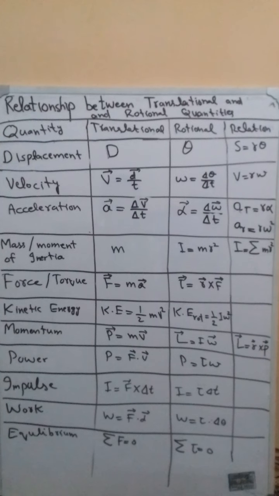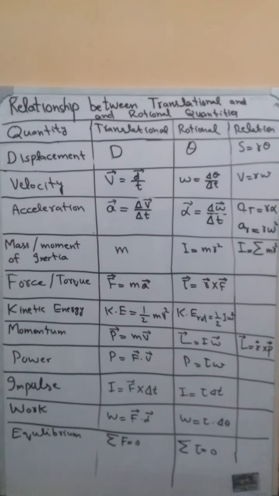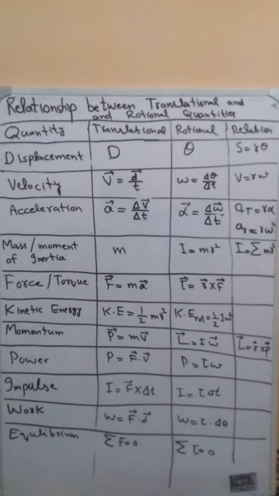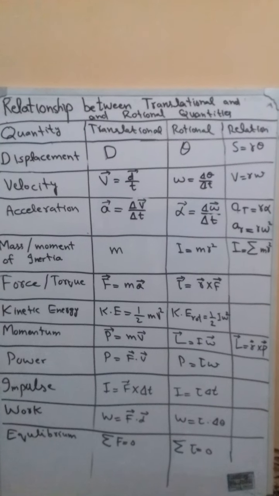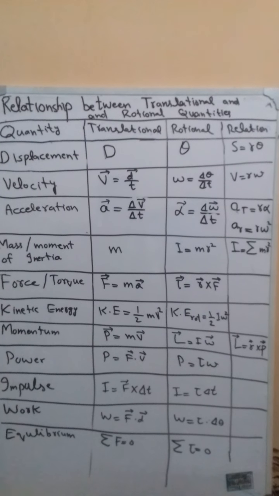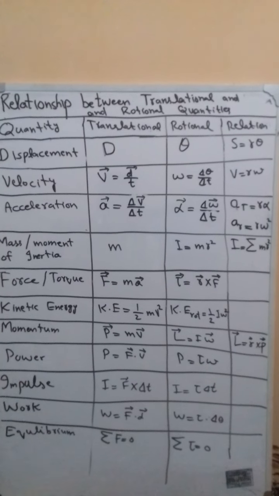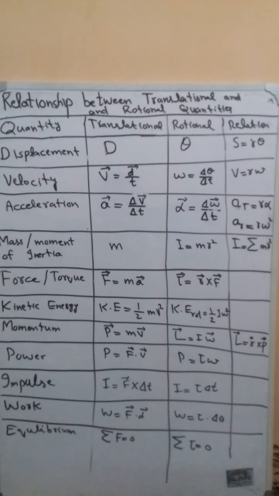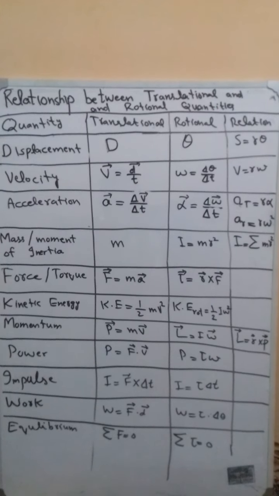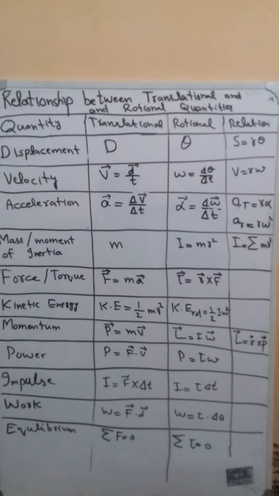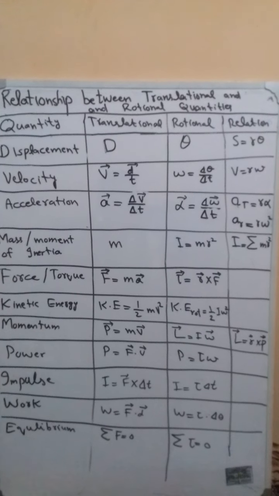Next quantity is force or torque. In the translational case, we use force, and in the rotational case, we use torque. Force is defined as the product of mass and acceleration, and torque is defined as moment of force.